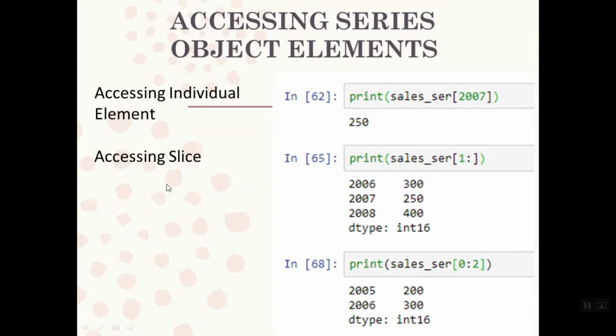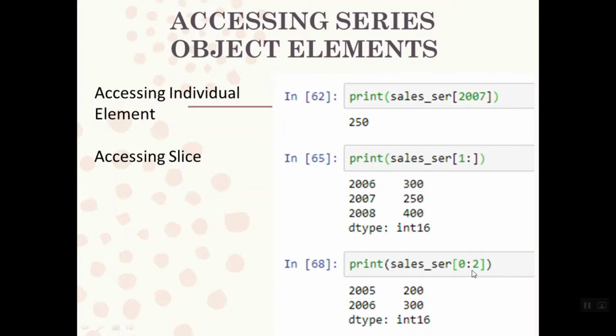For accessing the slice, that is the range of values, we need to mention the slice in the index form, like 1 colon. That means the values ranging from index 1 and so on till the end. And if we want the values of index first and second, we'll be writing 0 to 2, because 0 is for the first element and it will range till 1. So that is the second element.